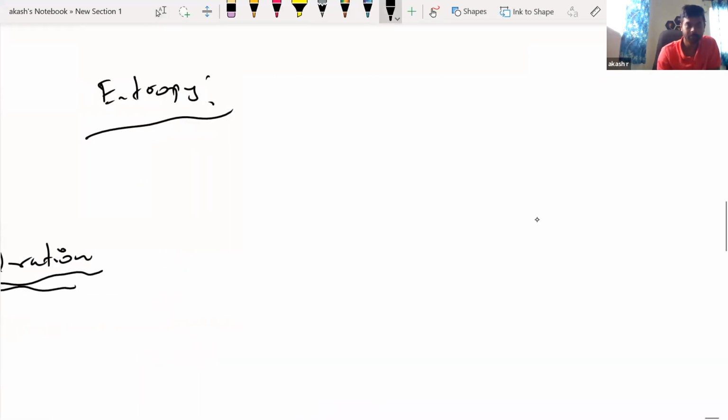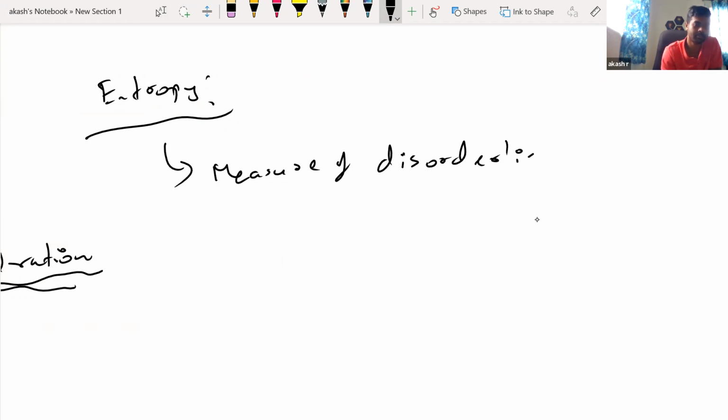So we know how we defined entropy. Entropy is a measure of disorderliness. It is a measure of how chaotic, how disoriented that particular system is. That is what is called entropy. And we said that we will be representing it by the capital letter S.